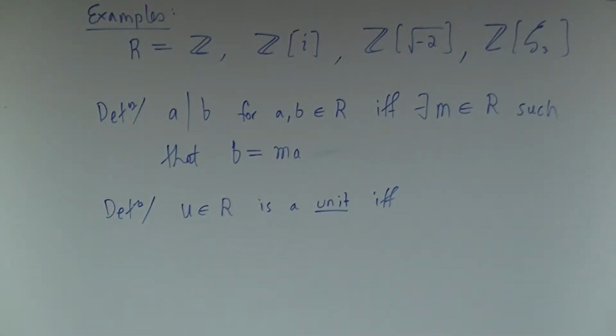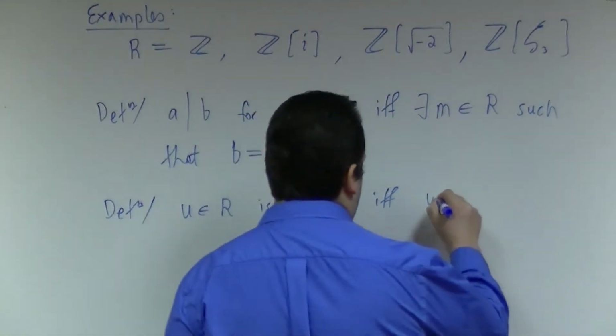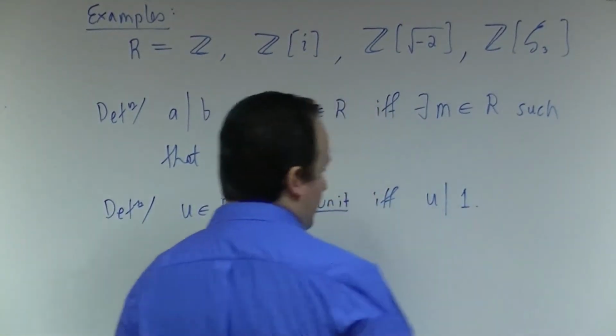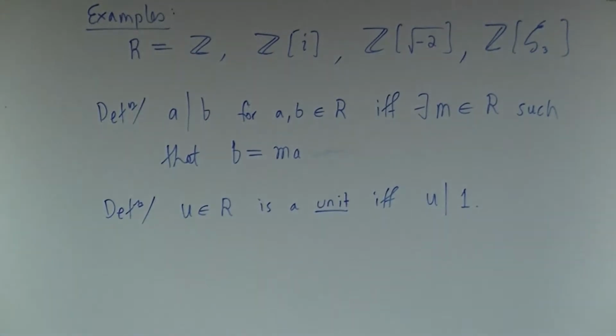Units are divisors of 1. So u divides 1. That's the definition of a unit in an arbitrary ring. That will pick up the units we found in the Gaussian integers. That picks up plus or minus 1 in the integers, right?